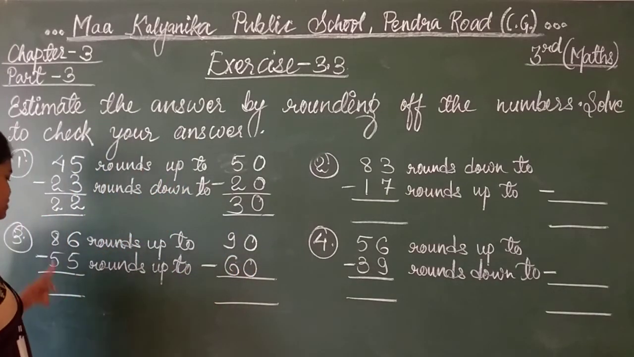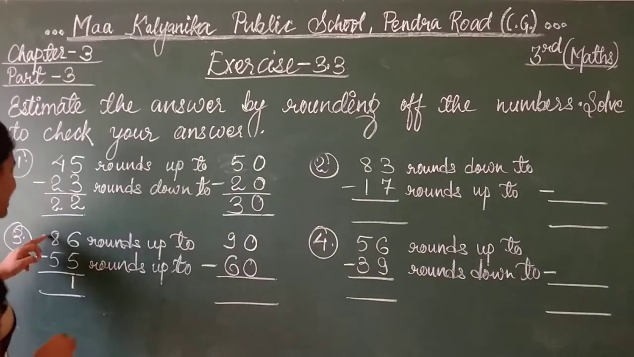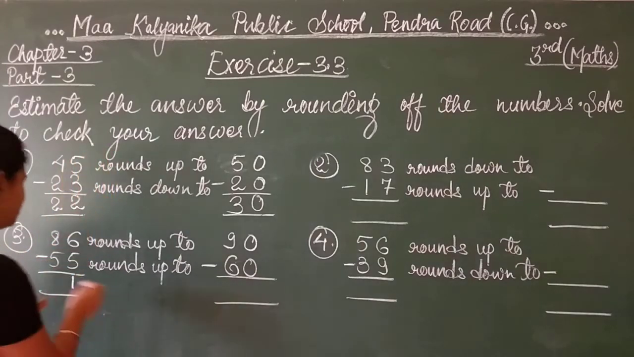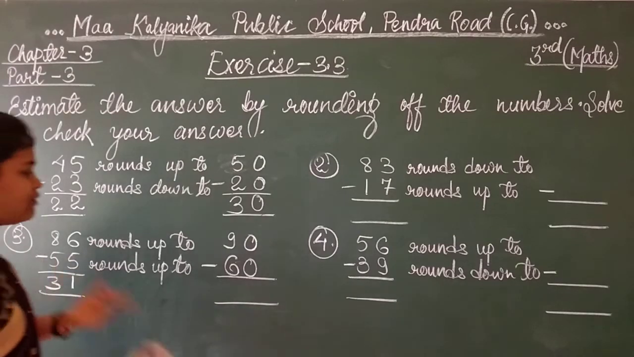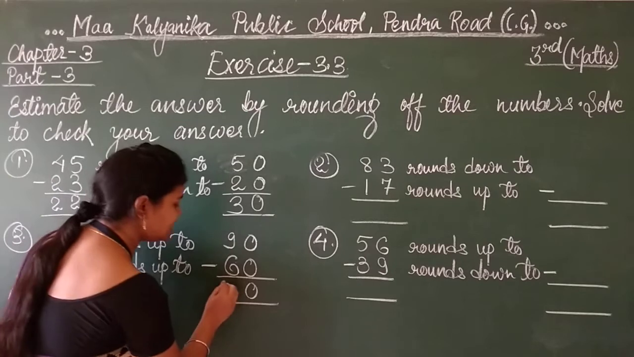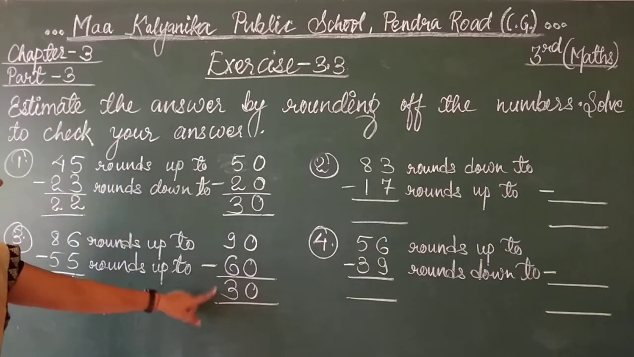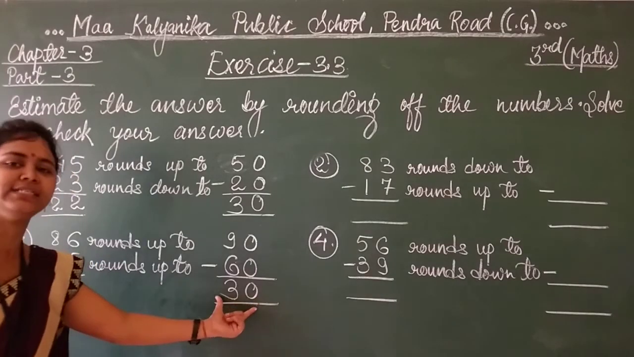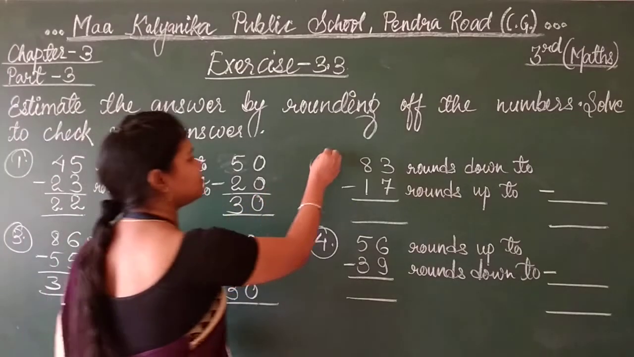Okay, now see students, 6 minus 5. 6 minus 5 is 1 and 8 minus 5 is 3. 31 is the actual difference. Now estimated difference. 0 minus 0 is 0 and 9 minus 6 is 3. 30. Now 30 is the estimated difference. 31 is the actual difference and 30 is the estimated difference. This is question number 3. Moving to question number 2.